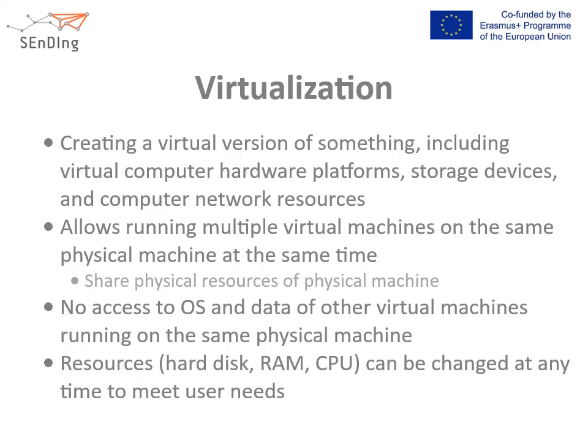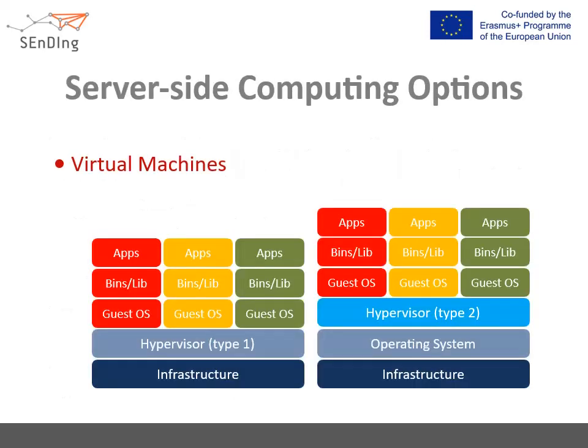Virtual machine users do not have access to the OS and data of other virtual machines running on the same physical machine. In a virtual environment, the resources of the virtual machine can be changed at any time in order to meet a user's needs. Another option for deploying a server-side infrastructure is obtaining a virtual machine. The architecture of a virtual machine is a little more complex than that of a physical server. Thus, a hypervisor, such as VMware vSphere or Microsoft Hyper-V, is installed on top of physical hardware.